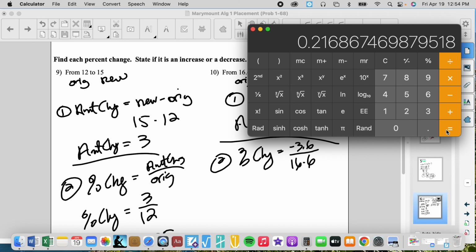Because again, in the directions, it doesn't say round. What am I supposed to round to? Am I supposed to round to the tenths, whole number, hundredths, thousandths? So I don't like that. That's not really very fair.